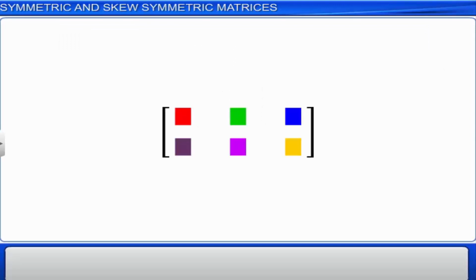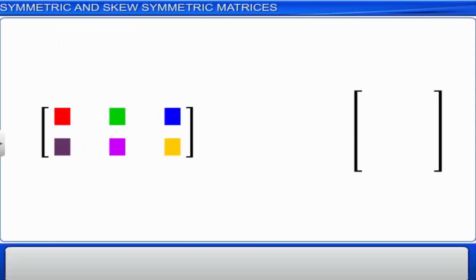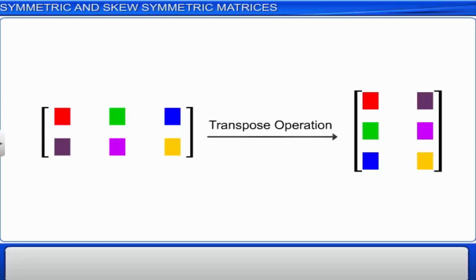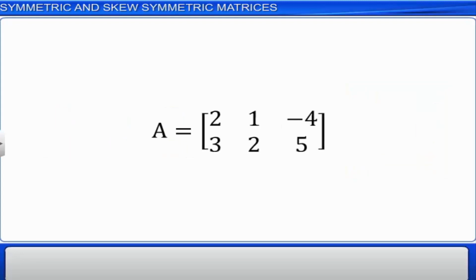Suppose we have a matrix. If we interchange the rows and columns of this matrix, we will get a new matrix. This is called the transpose operation. This matrix is called the transpose of the first matrix. To understand this, let's find the transpose of matrix A as shown.